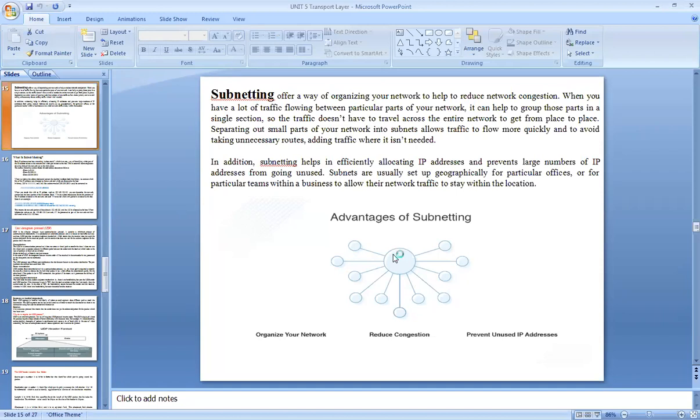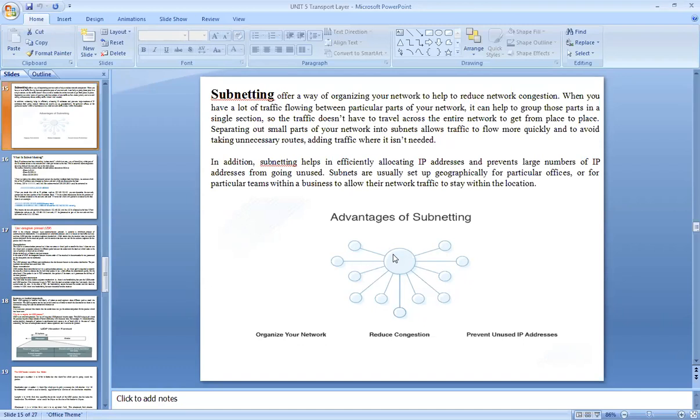What is subnetting? The meaning of subnetting is, if you have one network and you are going to divide that particular network into smaller networks, that is called subnetting. A network is divided into smaller networks. A network within a network, that is called a subnet.